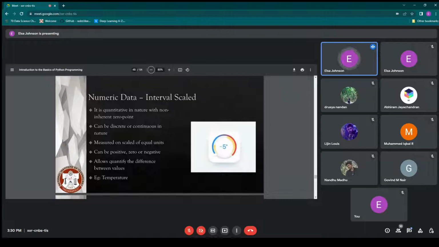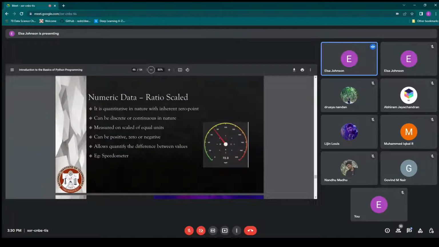But the next type, ratio scaled numeric data, is also quantitative in nature, but it has an inherent 0 point. For example, the speedometer in a car. Its value can be 0 or positive, and it's measured on a scale of equal units. When you're starting the car, it might be at 0, then you accelerate and reach about 40 or 60. So you can quantify it with the ratio. You can say that it's this many times faster than the previous speed. So that is ratio scale data.